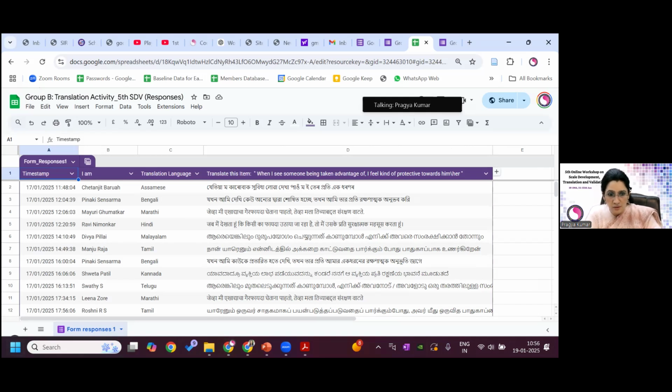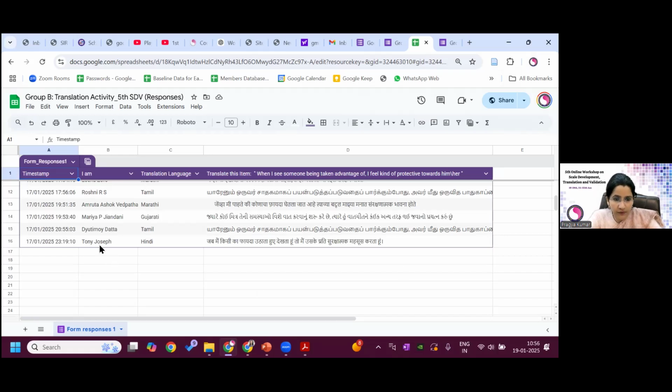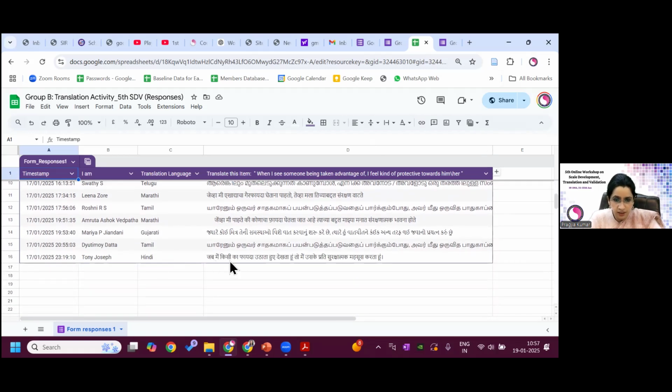Just a sec. I'm not able to find my mouse. Yeah, it is there now. No, Hindi is again, Dr. Joseph has done it: when I see someone being taken advantage of, I feel protective towards them. I think these two are the same. If you see this, Dr. Ravi, if I take these two as language experts, maybe two people, then one wrote: when I see someone being taken advantage of, I feel protective towards them. And here he has written almost the same. So this is almost the same, which we can see in the translation.